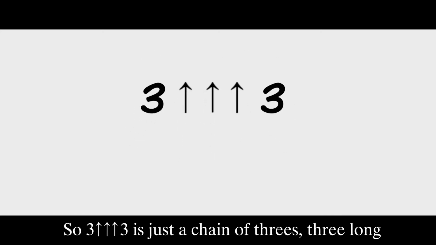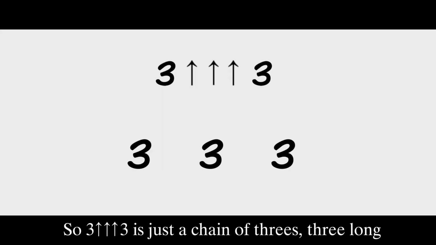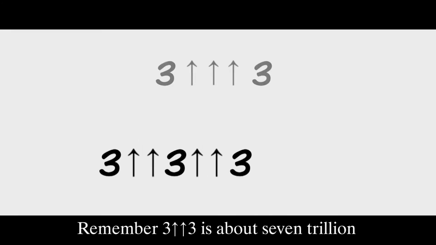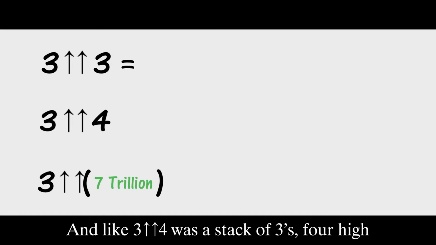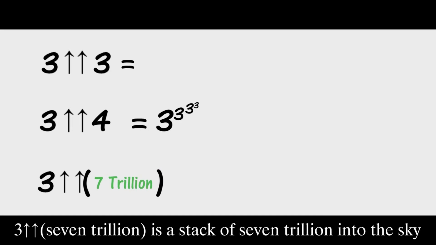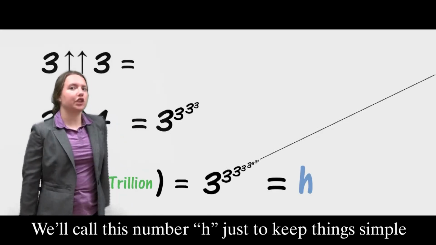So 3 triple arrow 3 is just a chain of 3's 3 long with double arrows in between. Remember, 3 double arrow 3 is about 7 trillion. And like 3 double arrow 4 is a stack of 3's 4 high, 3 double arrow 7 trillion is a stack of 7 trillion into the sky. We'll call this number H just to keep things simple.